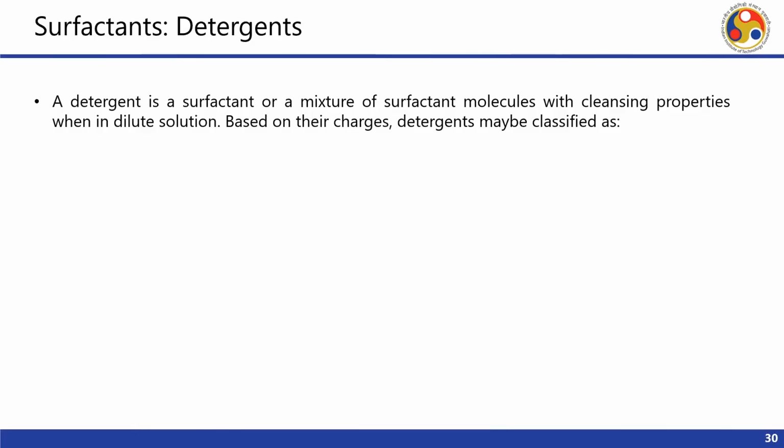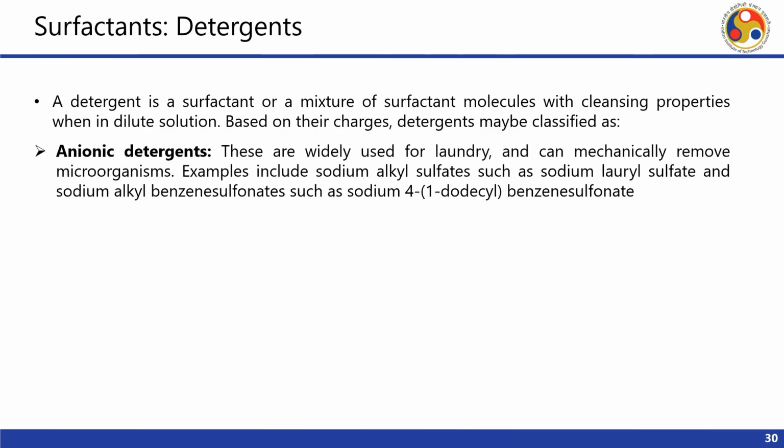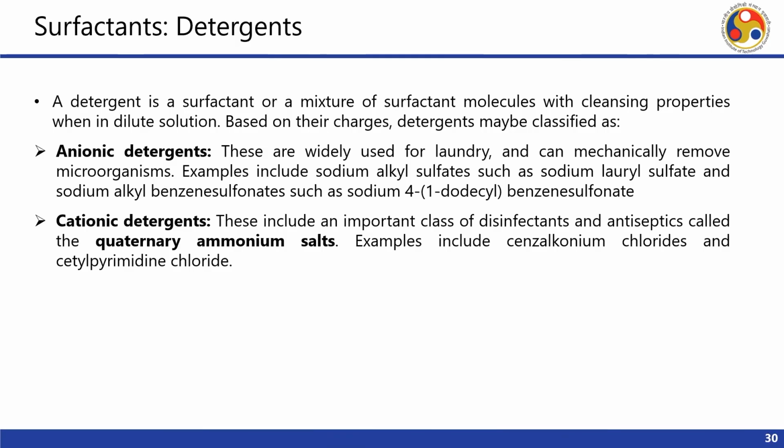Another surfactant is the detergent. Detergent is a surfactant or a mixture of surfactant molecules with cleansing properties when in dilute form. Based on their charges, detergents may be classified as anionic detergents. These are widely used for laundry and can mechanically remove microorganisms. Examples include sodium alkyl sulfates such as sodium lauryl sulfate and sodium alkyl benzene sulfonates such as sodium 4-dodecyl benzene sulfonate.